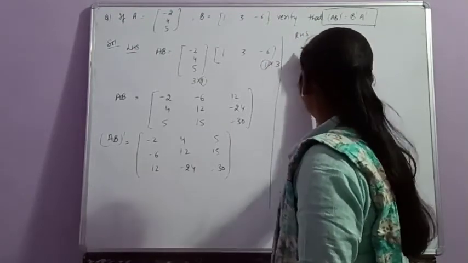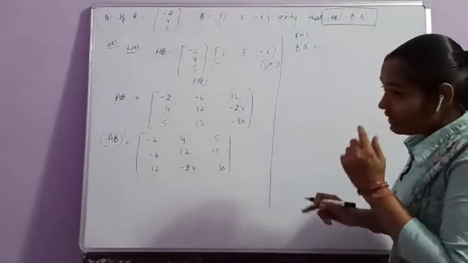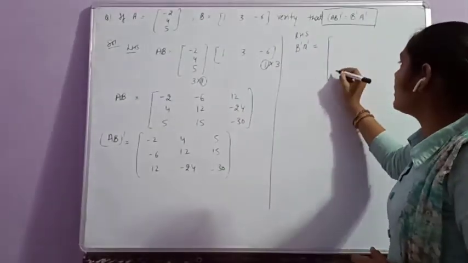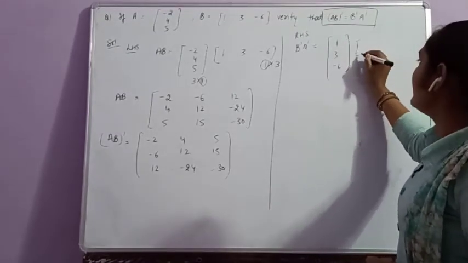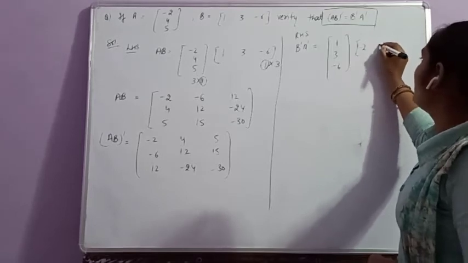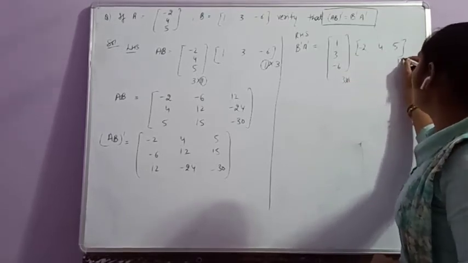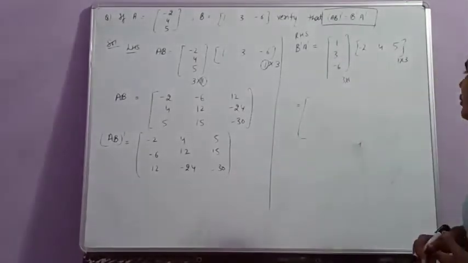That is B transpose multiplied with A transpose. Firstly, we find B transpose. B transpose has only one row, so it will be converted into one column: 1, 3, -6. Similarly, A transpose is equal to [-2, 4, 5]. 3 into 1, 1 into 3, then the resultant matrix will be of order 3 into 3.